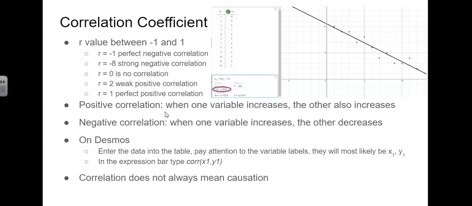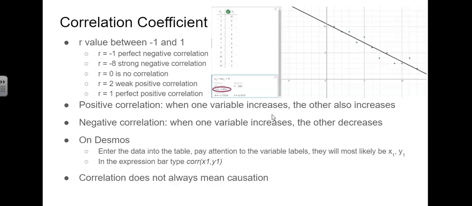Positive correlation happens when one variable increases and the other is also increasing. So your linear regression line would have a positive slope. A negative correlation is when one variable increases and the other is decreasing. So this example is an example of negative correlation.